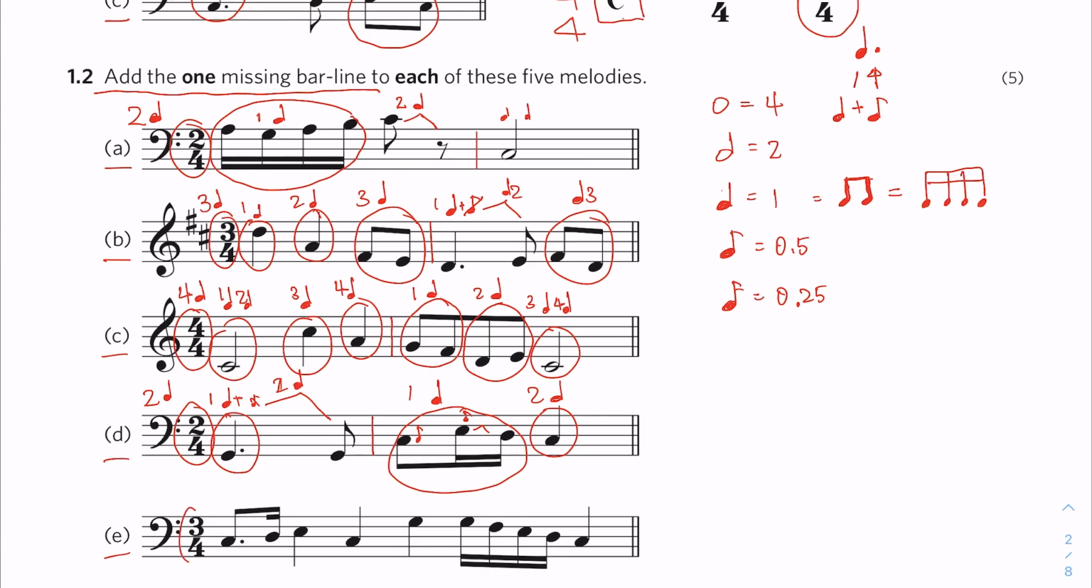Question E, we've got 3/4 time. So 3 crotchet in every bar. This is a crotchet. We've explained that earlier. So this is 1 crotchet, crotchet, crotchet. We've already got 1, 2, 3. After every crotchet, we're going to draw a bar line because it's in 3/4 time. Check the rest. This is a crotchet. These 4 semiquaver make 1 crotchet, and finally this one is a crotchet. So we've got 1, 2, 3, and that's it.